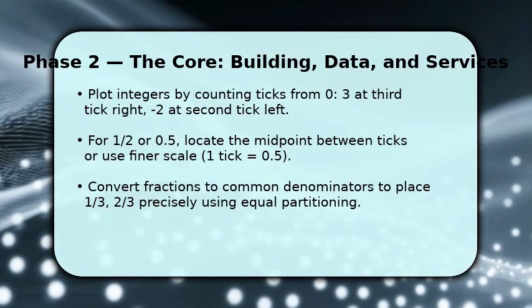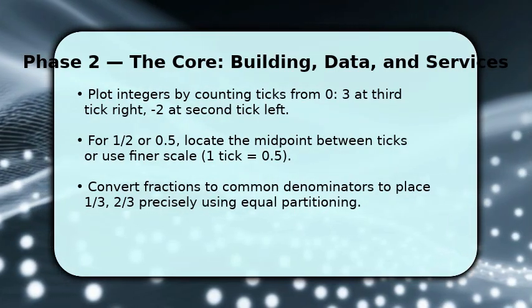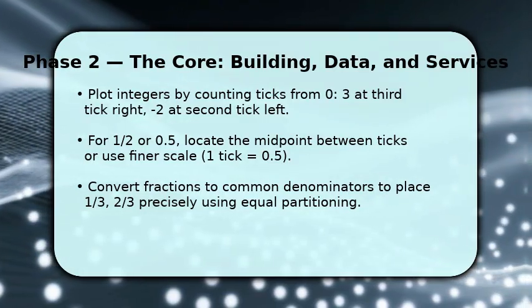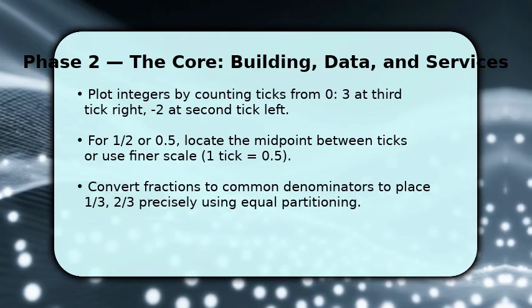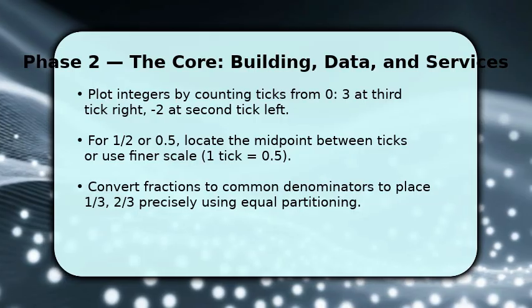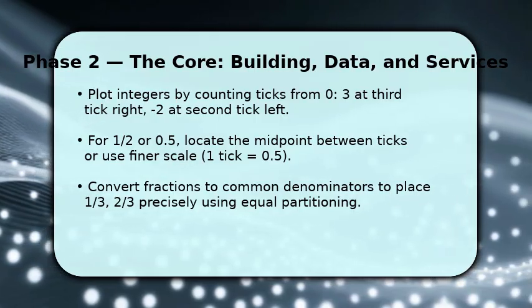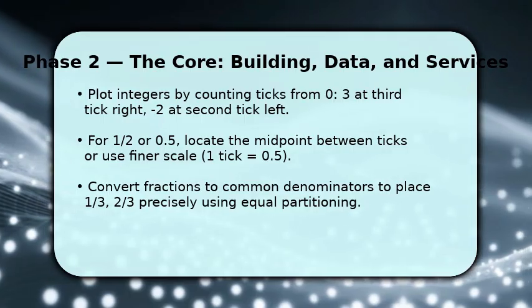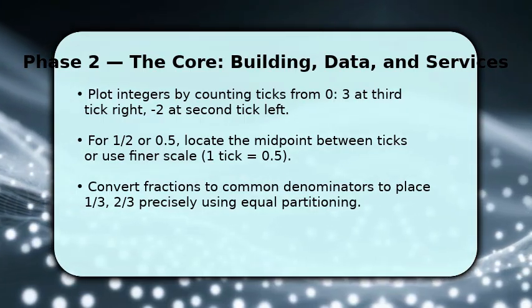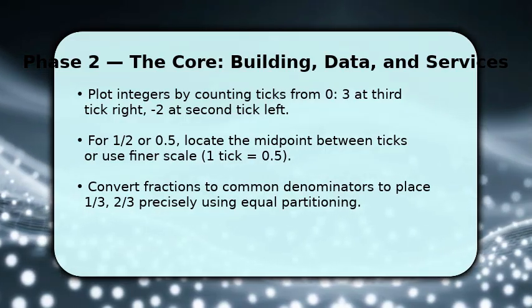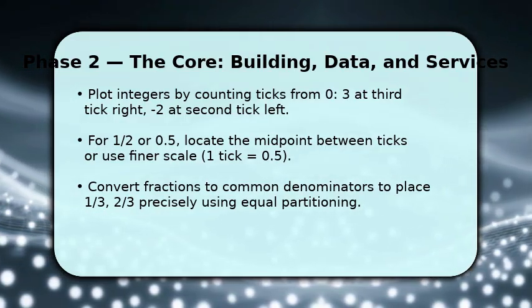You now place specific numbers. For integers, count ticks from 0, 3 is the third tick right, -2 is the second tick left. For halves or decimals like 1/2 or 0.5, find the midpoint between two consecutive ticks, or redefine the scale so each tick equals 0.5. For thirds and other fractions, partition 1 unit into equal parts, convert to a common denominator if needed so you can mark 1/3, 2/3 precisely.